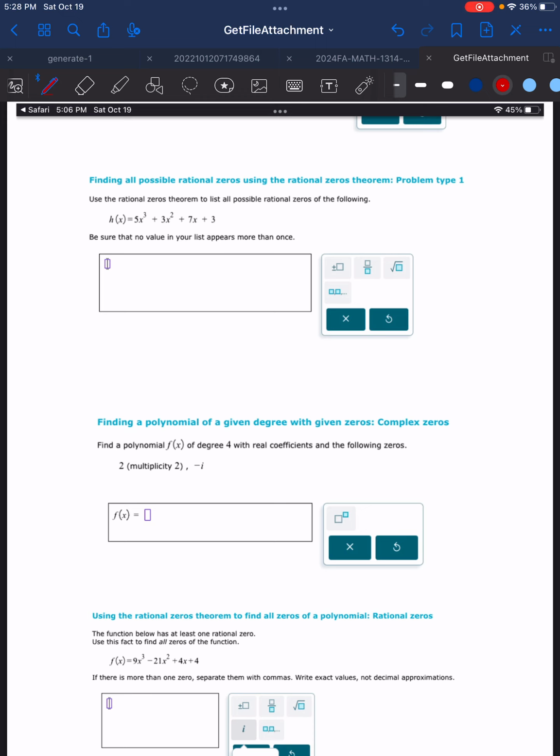So P represents your constant. A constant is a number all by itself. Q is going to be your leading coefficient with the largest exponent. So P again is 3. Q is 5. So I'm looking for all the multiples of 3.